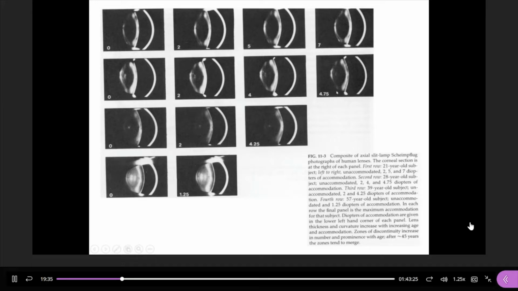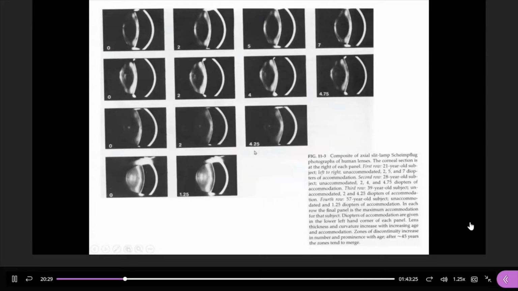And on the right hand side, this means the maximum amount of accommodation that the subjects can achieve. So the first subject, 21 years of age, can have up to 7 diopters of accommodation. And the second subject is 28 years old. So almost 10 years different, and you can see this is the maximum amount of accommodation he or she can achieve. So by increasing the age by almost 10 years, it reduced the amplitude of accommodation from 7 to 5. And the third row is, I think, about 39.